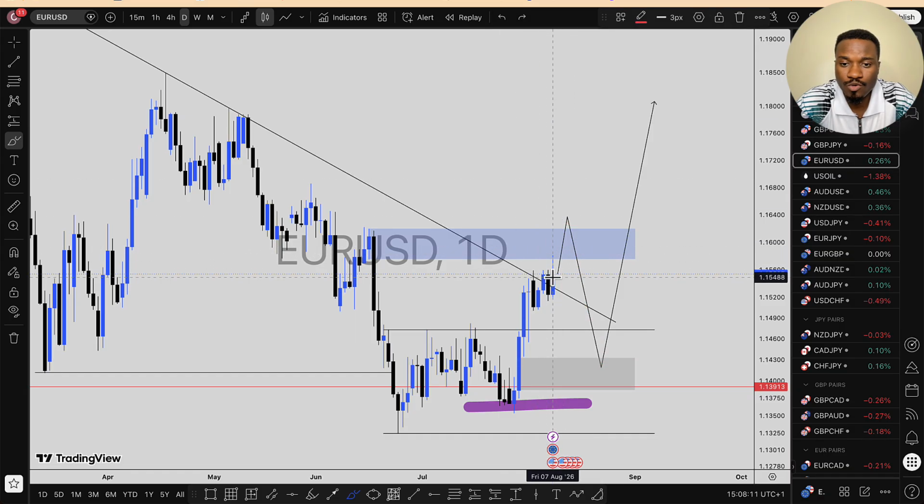Alternatively, wait for price to break out, give us a nice breakout and a retest, then you can look out for continuation to the upside. Alternatively, wait for price to push all the way to this level right here and look out for a possible long entry.